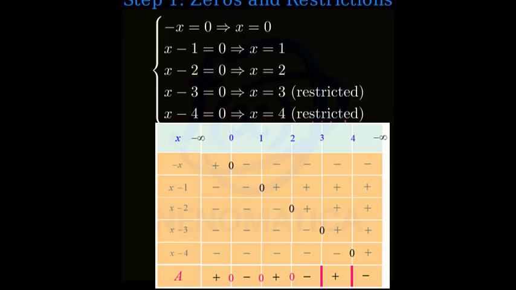Watch the bottom row fill in. From the sign row, we read our complete answer. The domain excludes x equals 3 and x equals 4. A of x is positive on the intervals negative infinity to 0, 1 to 2.